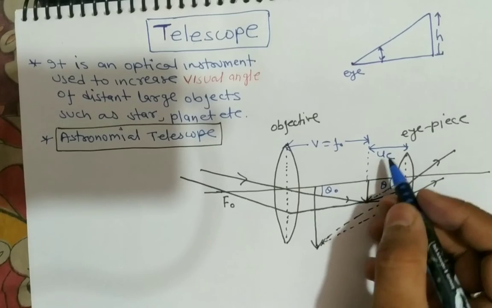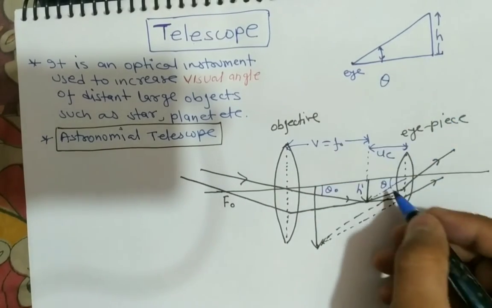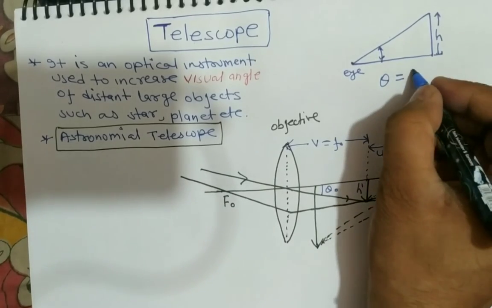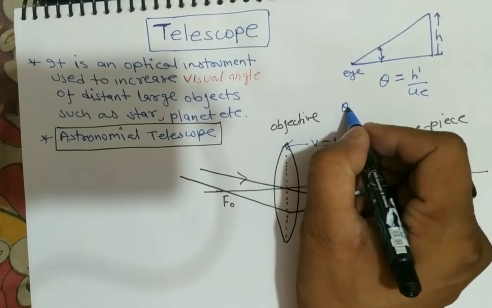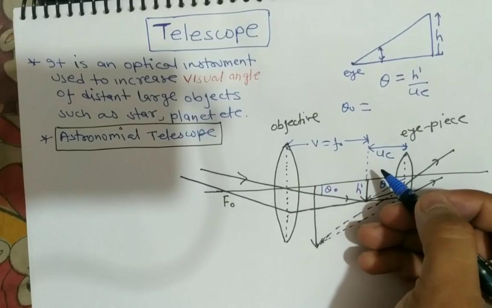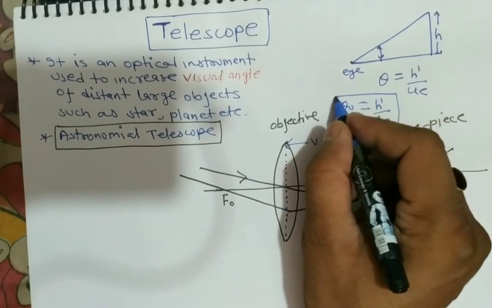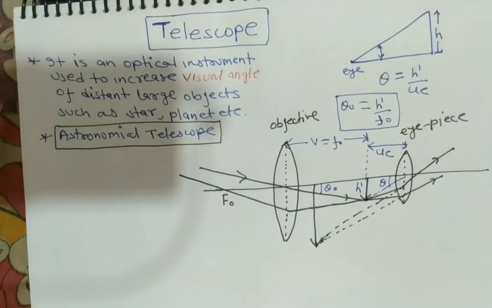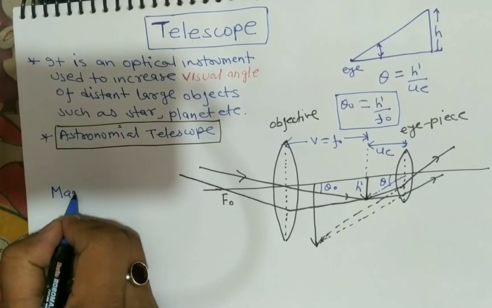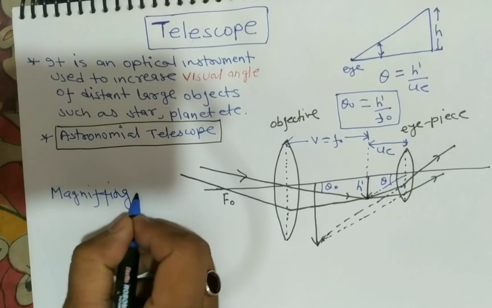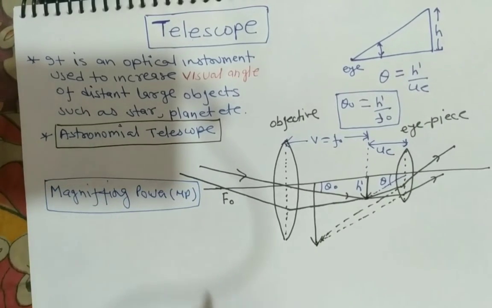Now we can see here, let the image height be H dash. Then theta will be perpendicular upon base, H dash upon UE, and theta naught will be H dash upon F naught. This is theta naught and this is theta. Now basically we have to calculate the magnifying power. This is the purpose of this derivation.